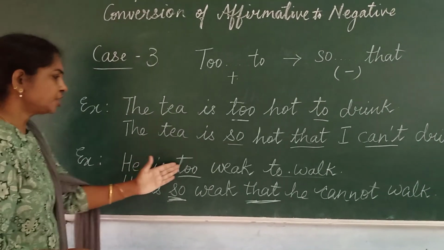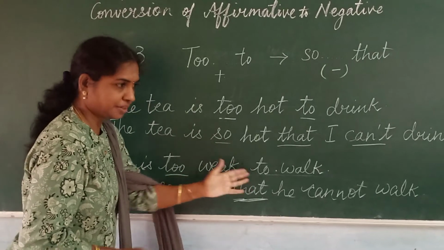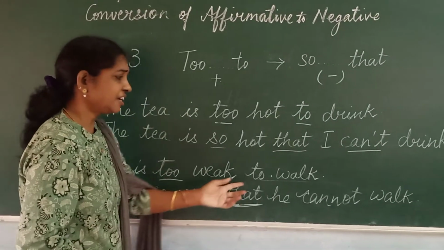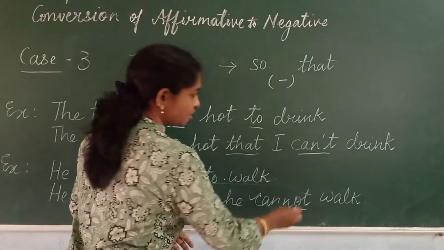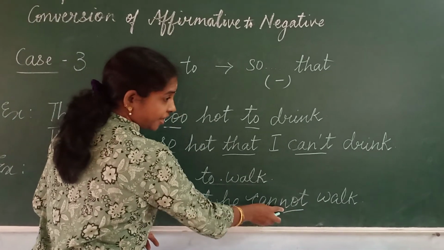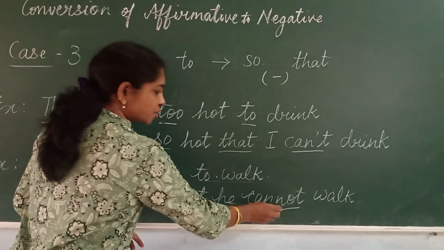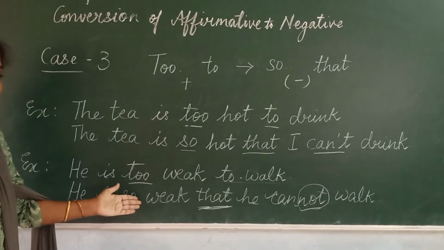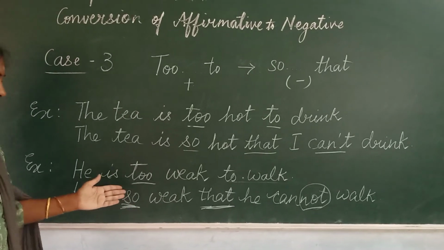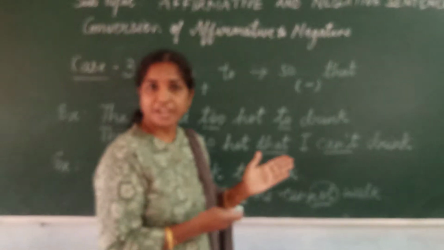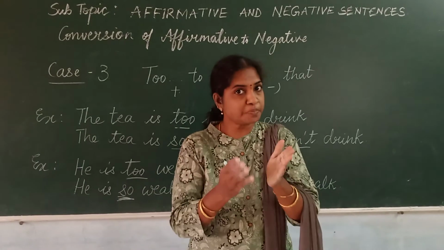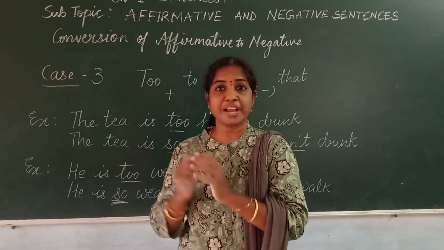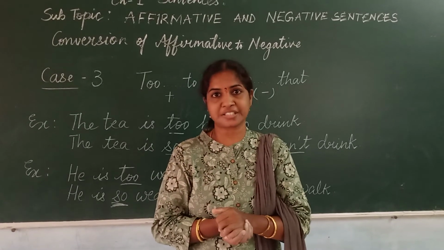You can understand better with the second example. He is too weak to walk. That means he is unable to walk. See, he is so weak that he cannot walk. For you to understand, I have written the full form, cannot. So when there is not in the sentence, it is understood that it is a negative sentence. See how I have converted the affirmative sentences to negative sentences, keeping in mind the three cases.